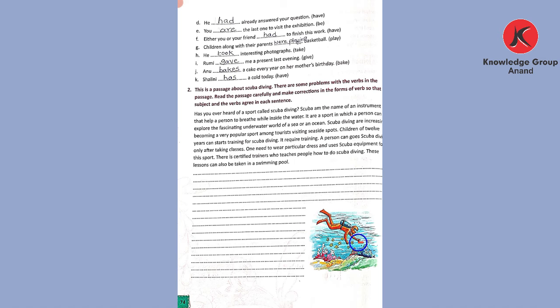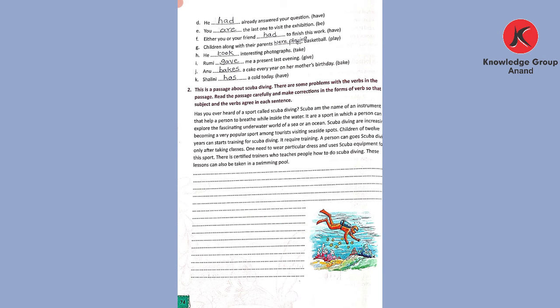There is, it is written, it will become there are. There are certified trainers who teach people how to do scuba diving. These lessons can also be taken in a swimming pool. So there are some verbs, like here am is written, and here it is written, that we have to change, as they have written so many verbs incorrectly.